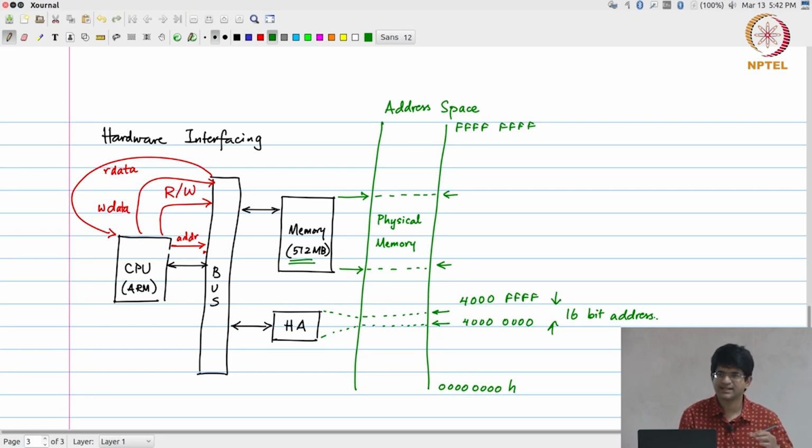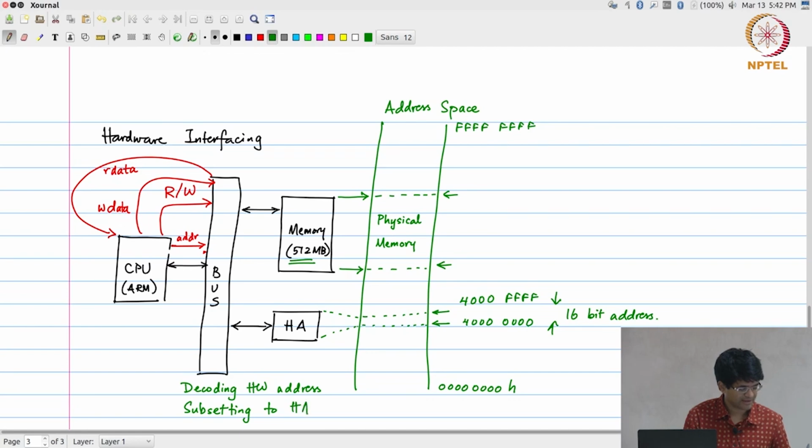So, the bus can basically remove the first 16 bits. Once it decodes the first 16 bits to be 4000, it will remove those first 16 bits and send the remaining 16 bits to the hardware accelerator along with a select signal that says you are up, respond, basically a chip enable signal. That is what happens in practice. The bus takes care of decoding the hardware address and sending a subset of that address to the hardware accelerator.